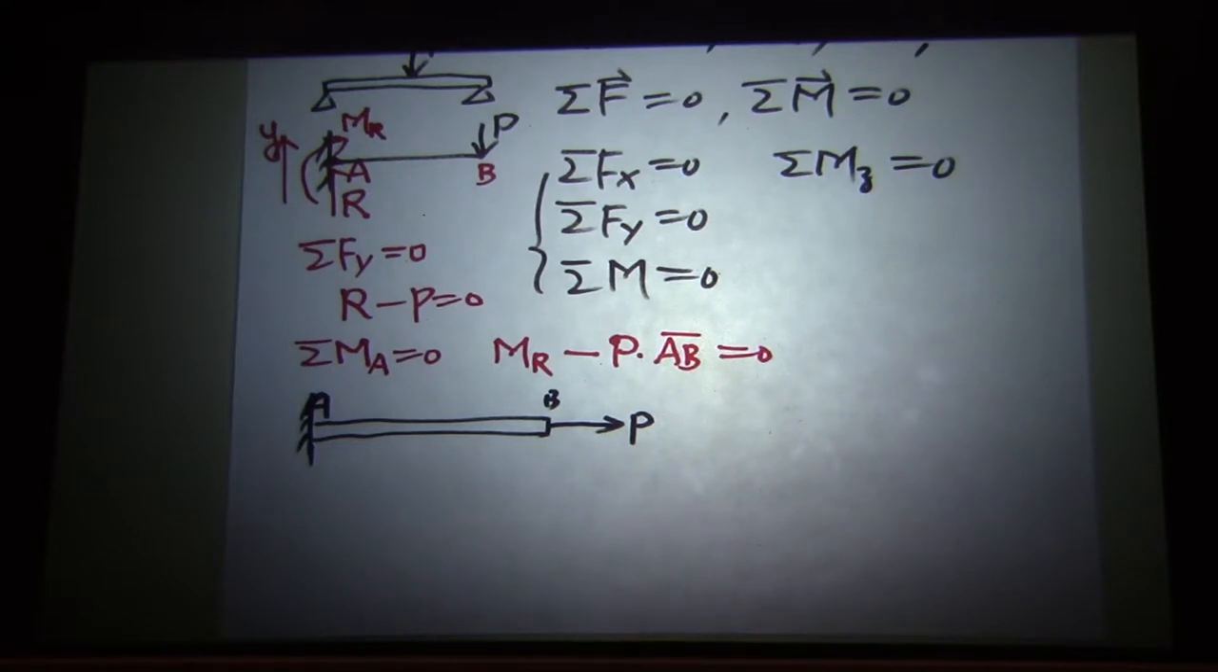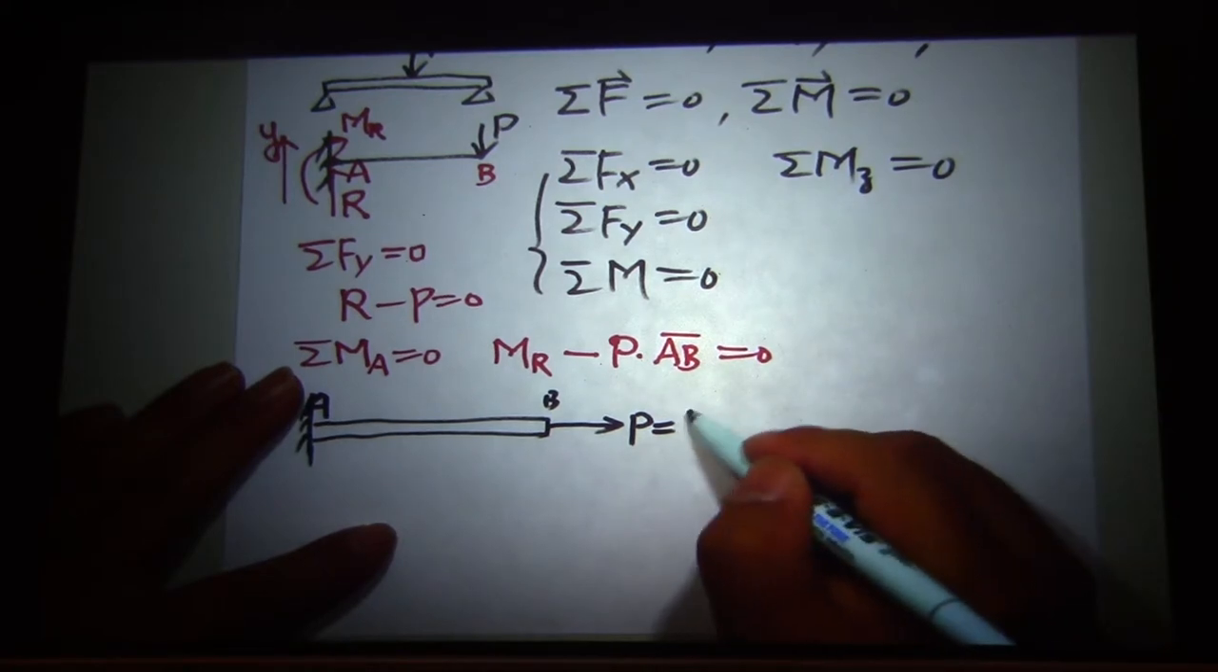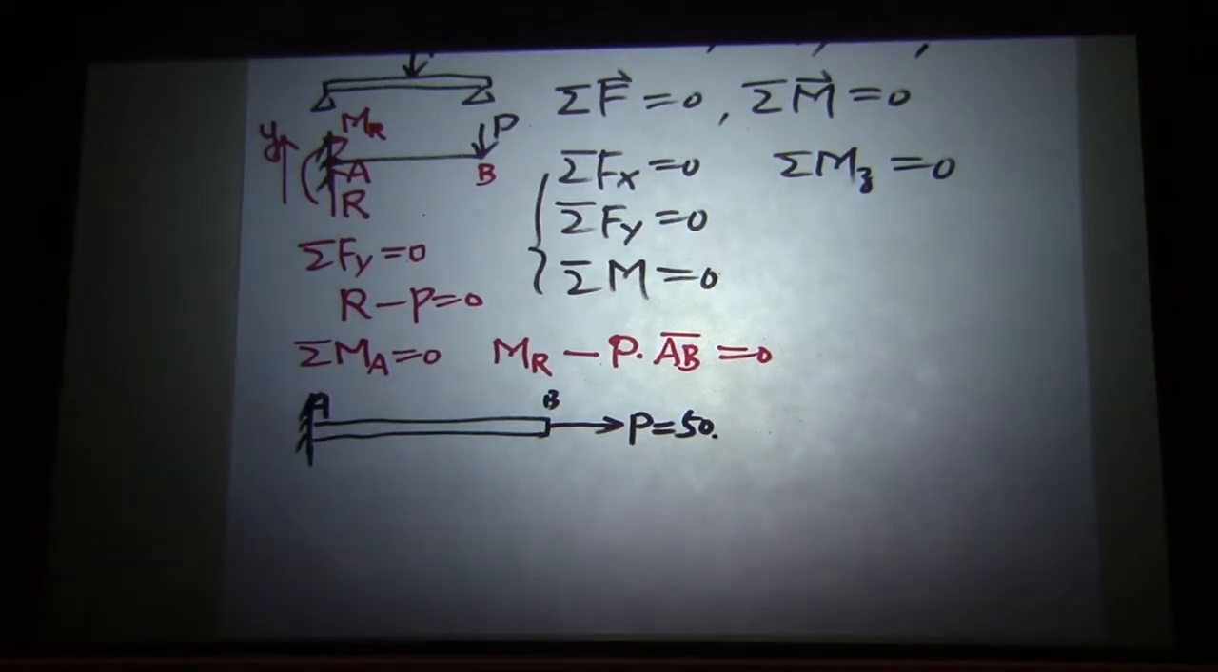Let's give a value. P equals 50. What's the reaction in the wall? 50. So how do you find it? The approach is the balance: you draw the free body diagram.